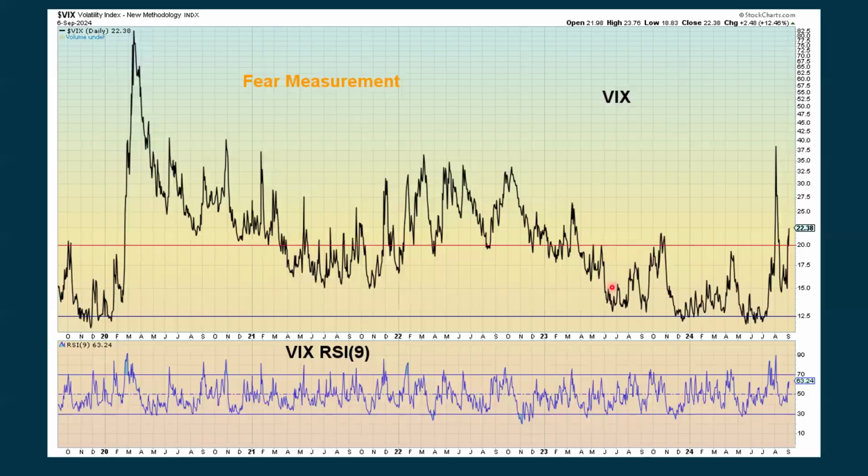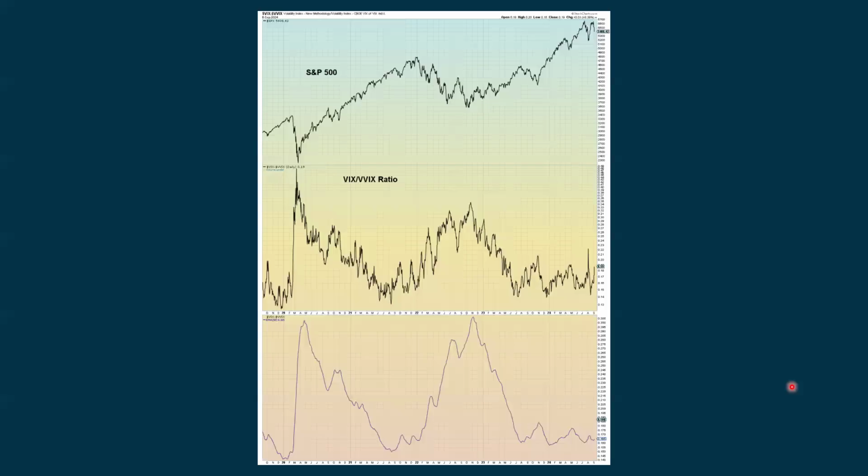Then we also measure the momentum of the VIX. And even with the down day that we saw specifically on Friday, where the VIX is coming in well above 20 now, we haven't necessarily topped out as far as momentum. And I use an RSI based on 9 periods. And even though the VIX is going up, it's not giving us an extreme reading currently.